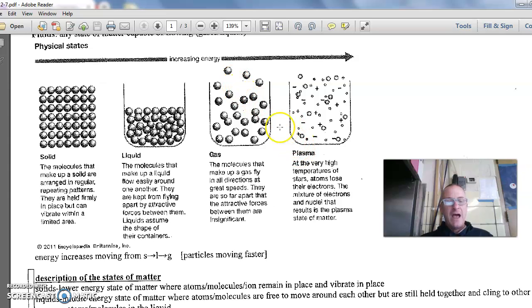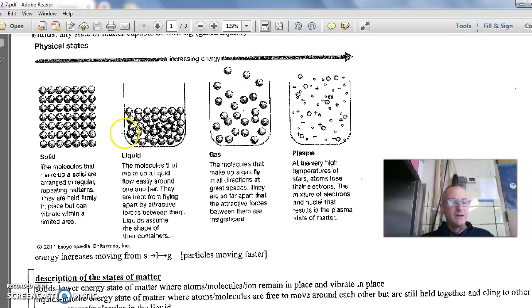To get a plasma, we have these gas molecules or atoms flying apart, and we add enough energy that the electrons will begin to flow off the atoms. That's what these negatives are, the electrons flowing away from the atoms, and we are then left with the positive stuff behind there, and that's what a plasma is.